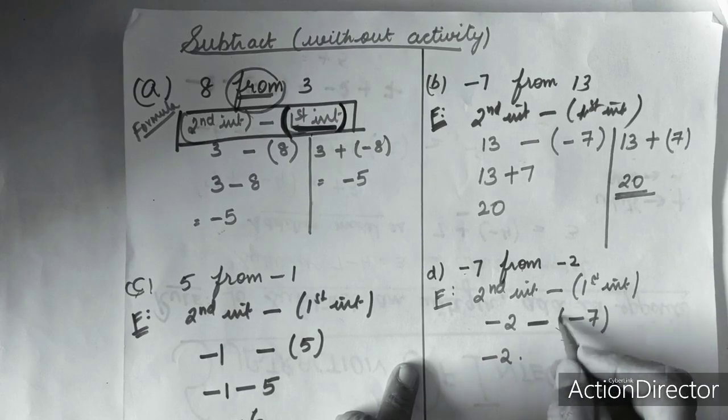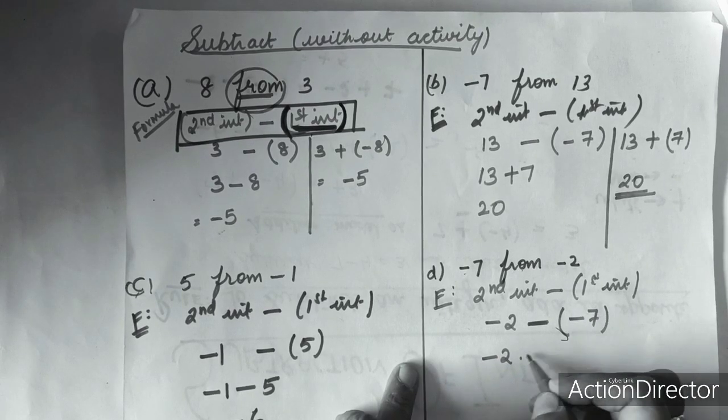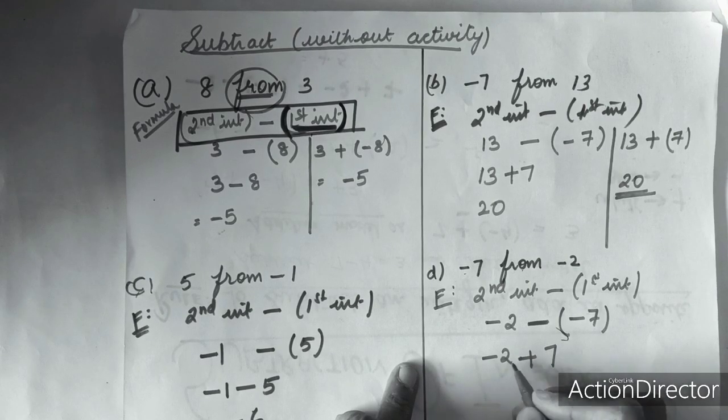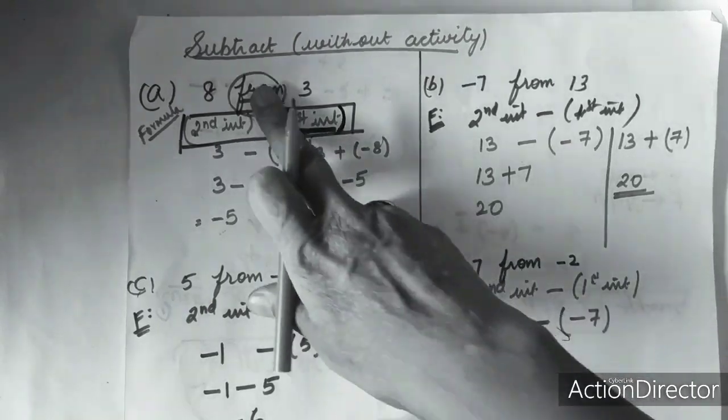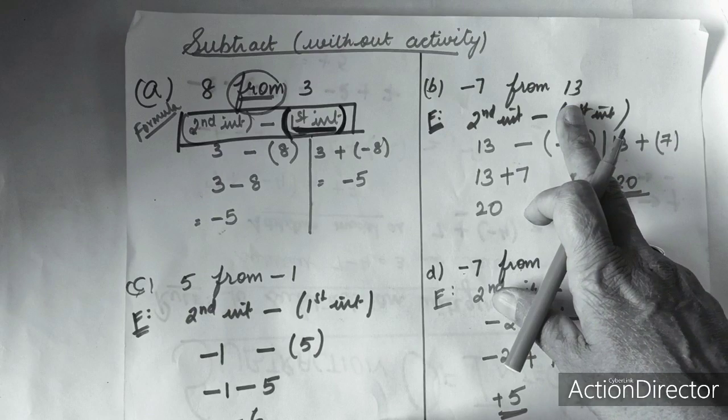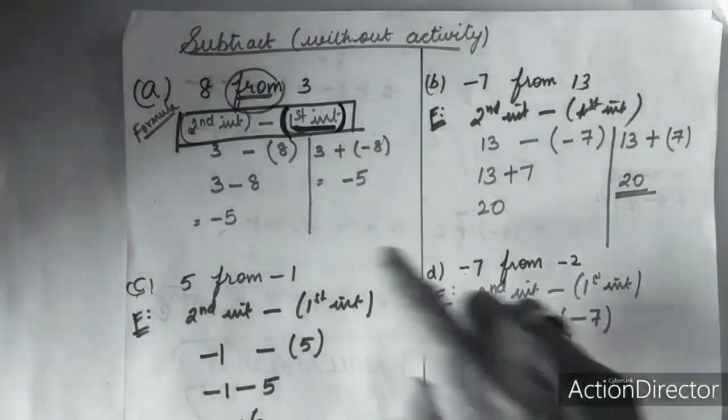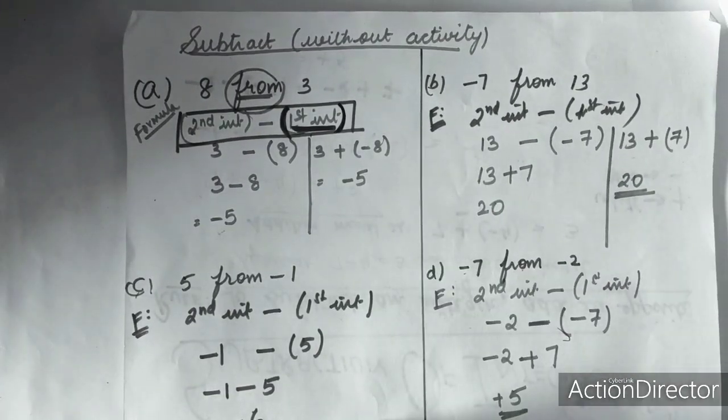Minus sign outside the bracket means the additive inverse of this number. So it is plus 7. Subtract the magnitudes. 7 minus 2 is 5. The sign of the bigger number is plus. So this is how you do the subtraction whenever there is the word from in the question. Hope you understood these sums very clearly.